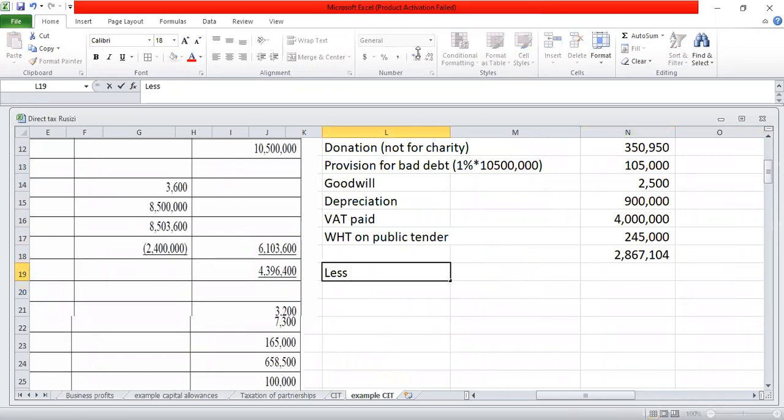Then we are going to less. If you look at this expense, what if you assume that the donation is charitable, then you are going to compute 1% of your turnover and compare what was donated, if you assume that the donation is charitable.